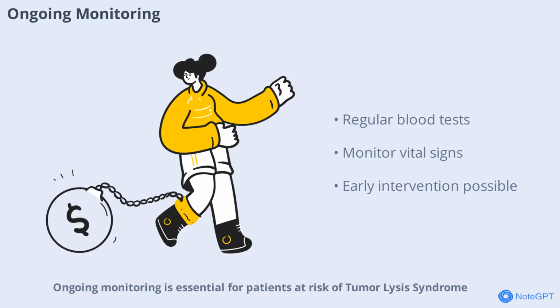Ongoing monitoring is essential for patients at risk of tumor lysis syndrome, both during and after cancer therapy. Regular blood tests, vital sign checks, and symptom assessments help catch early signs of complications and allow for timely intervention. This vigilance is key to preventing severe outcomes.